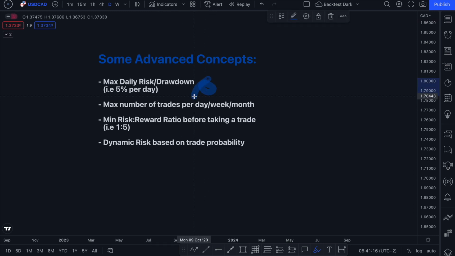Then you no longer look for any trades, all right? This is just another strategy. It's another approach, another way of managing your risk, another way of protecting your capital, right?